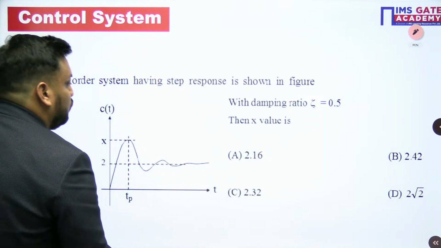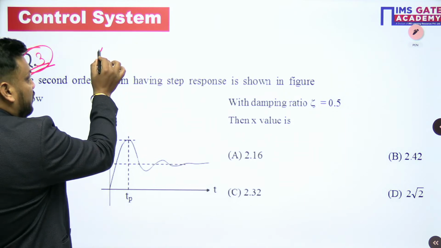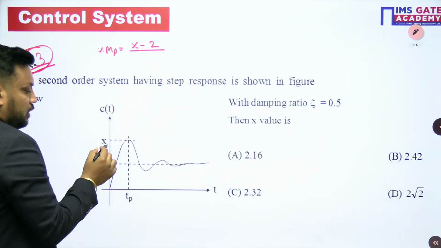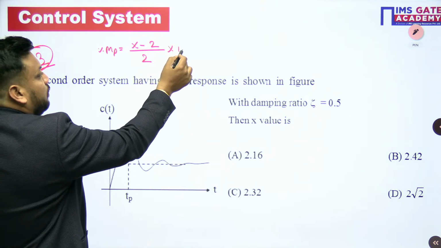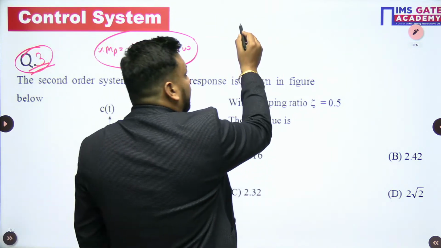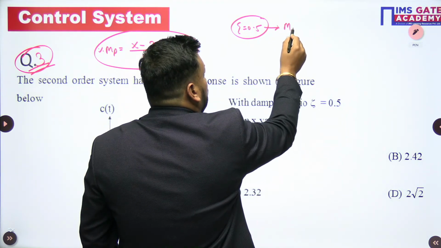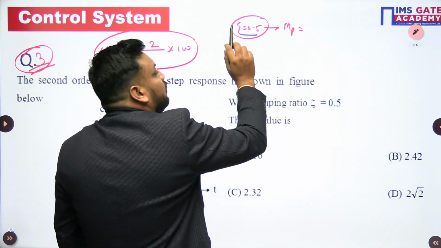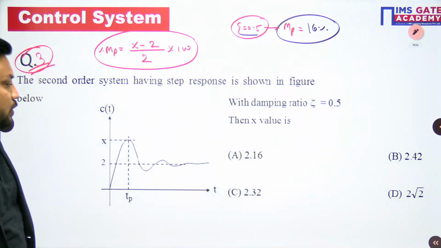If I talk about the maximum peak overshoot, what is the definition? Percentage of MP is nothing but (x minus x final) upon x final. It means maximum value minus final value upon final value. So this is your maximum peak overshoot. If zeta is 0.5, as I told you in an earlier slide, if you are able to remember the standard values of overshoot for standard values of zeta, then you can save your time. Because for zeta 0.5, MP is near 16%.